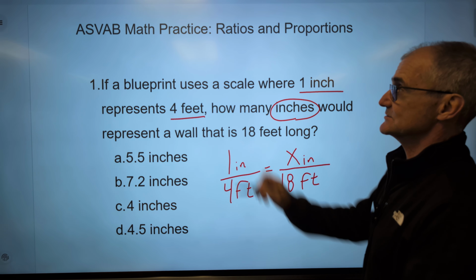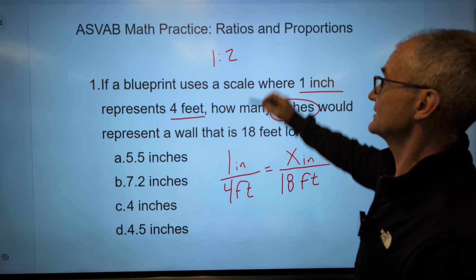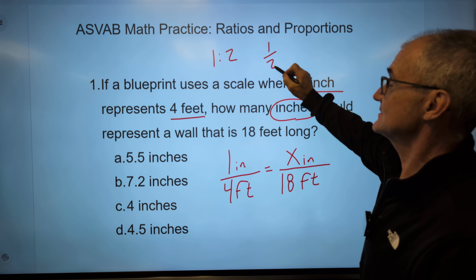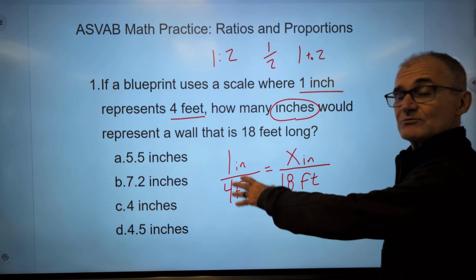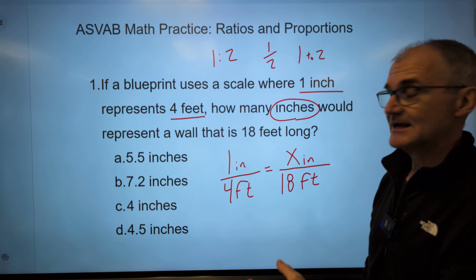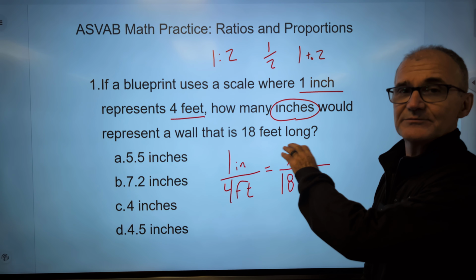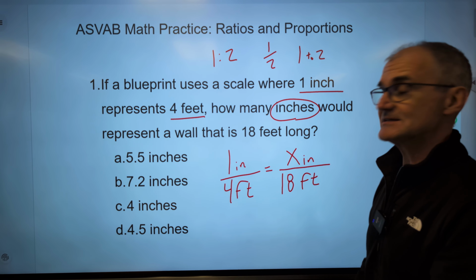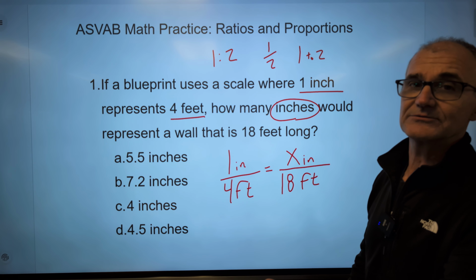A ratio is just one number to another number. You could write it 1 is to 2, or in words, 1 to 2. When I have one ratio equal to another ratio, that is called a proportion. I need to have 3 of the pieces to solve for that fourth piece. If I don't know what that fourth piece is, I usually call it an X, a variable, an unknown.